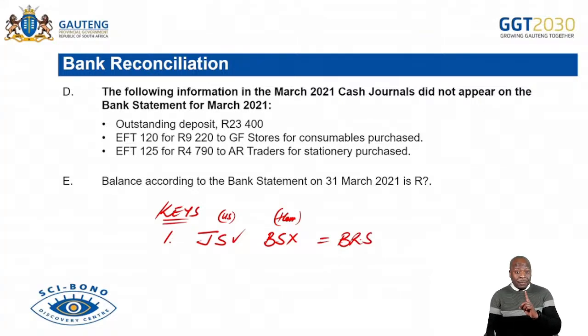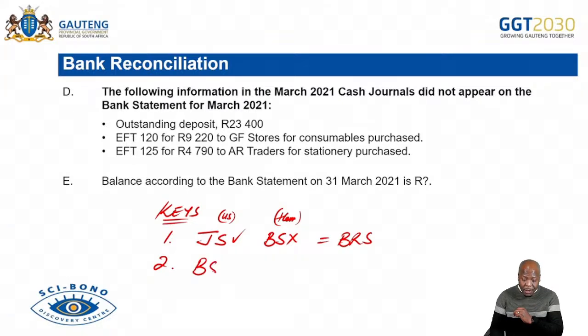Can I give you key number 2? You ready? Here's key number 2. Key number 2 now says, if an item is on the bank statement, that is by them, they have recorded, but that item is not in the journals, we have not yet recorded. What does that mean? It means we must record. So where do we take it? To the journals. You're following? Let's go to key number 3 now.